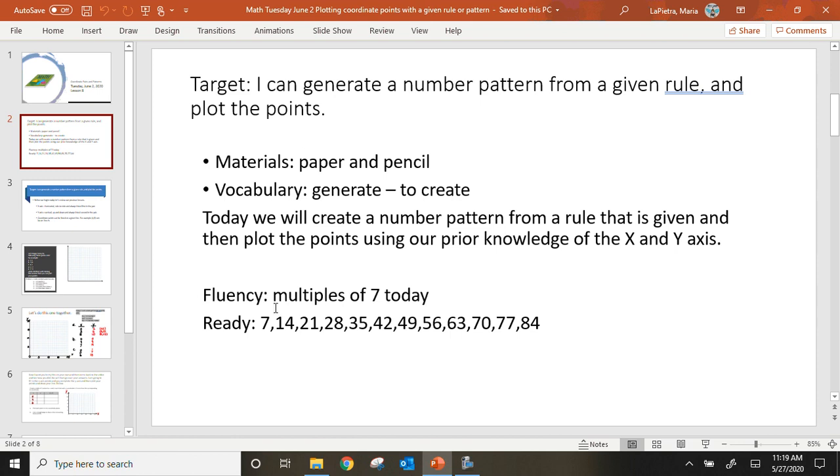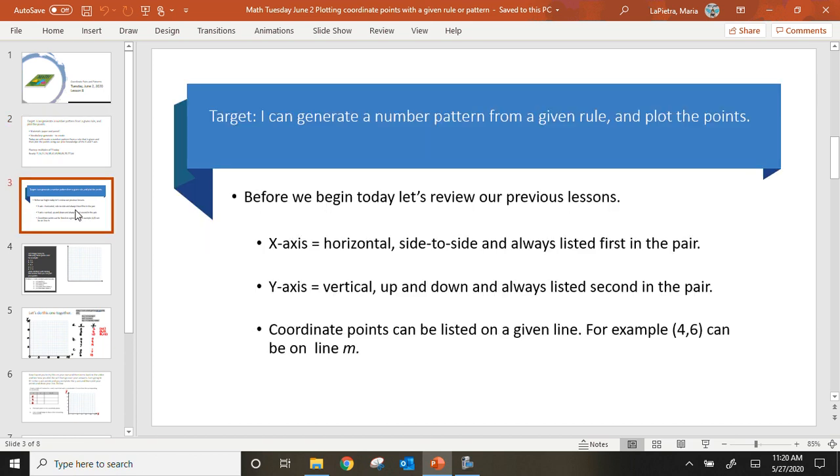And before we begin, let's do some fluency, multiples of 7 today. Are you ready? Here we go. 7, 14, 21, 28, 35, 42, 49, 56, 63, 70, 77, 84. And I always tell you how important it is to practice fluency, so keep that going. It's so important, so good for you for all of your lessons that you have coming up and for your future.